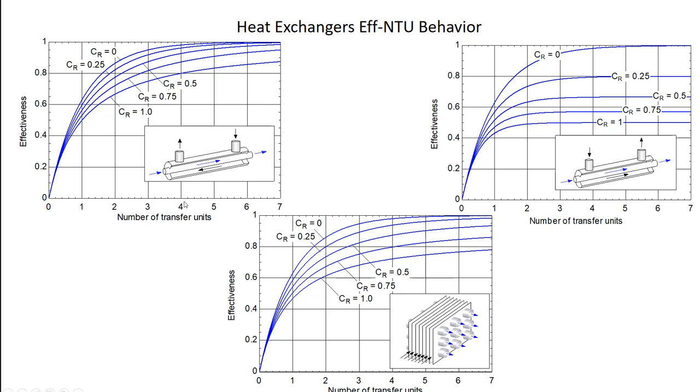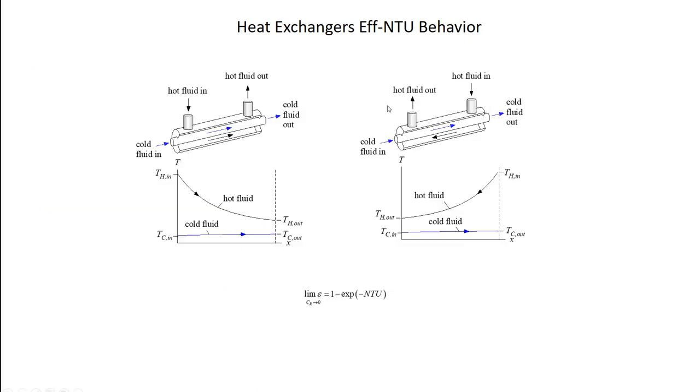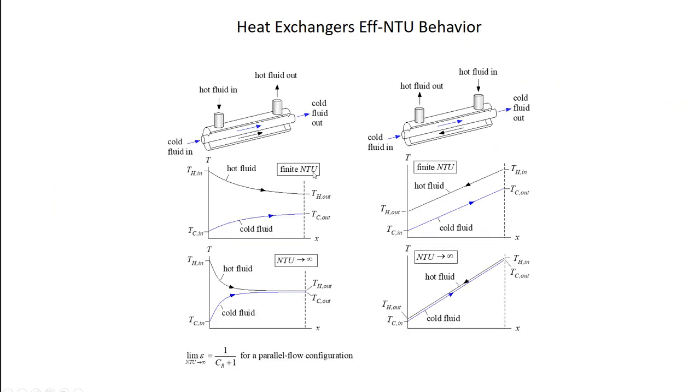I mean, let's go to an NTU of 4 and a capacitance ratio of 1. So at an NTU of 4 and a capacitance ratio of 1, my counterflow heat exchanger can be 80% effective. My parallel flow heat exchanger can only be 50% effective. That's a very different performance under the same conditions, right? So why is that the case? So let's think about that.